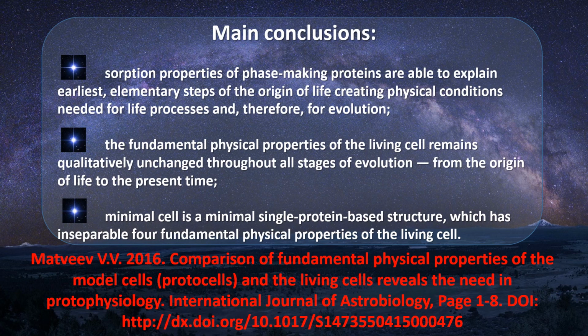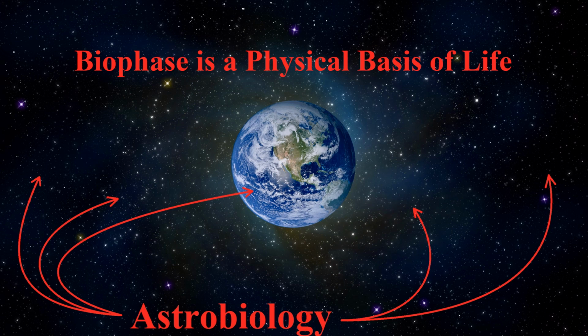The fundamental physical properties of the cell remain qualitatively unchanged throughout all stages of evolution from the origin of life to the present. Minimal cell is the minimal structure on the basis of a single protein molecule which has all four fundamental physical properties of living cells mentioned at the beginning of my presentation. The biophase, due to simplicity of its physical nature, is the best candidate for the role of the physical basis of life.